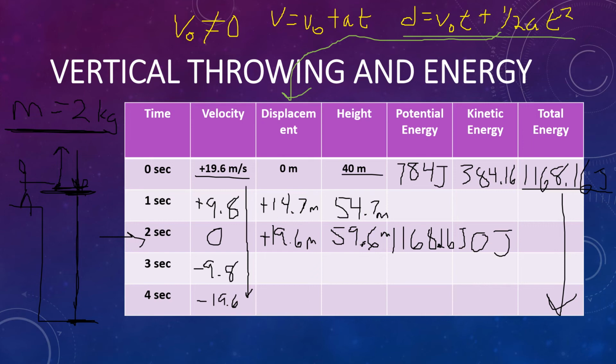Now, I can solve for the potential energy with a height. 54.7 times 2 times 9.8 is 1072.12. And then I can minus that from the kinetic energy, minus, I'm just typing that in the calculator real quick. You get what, like 96.04 joules.